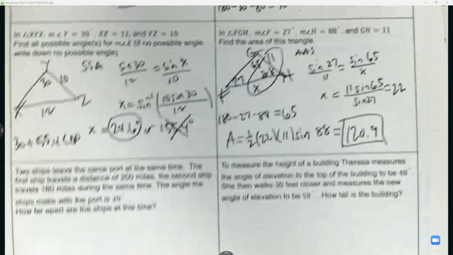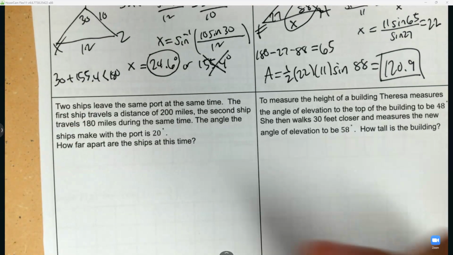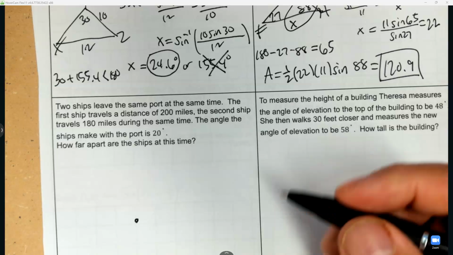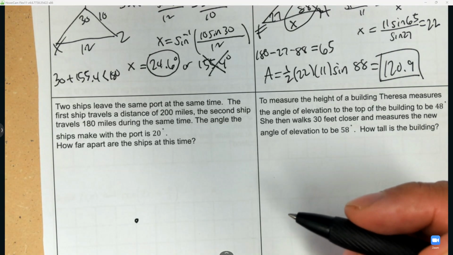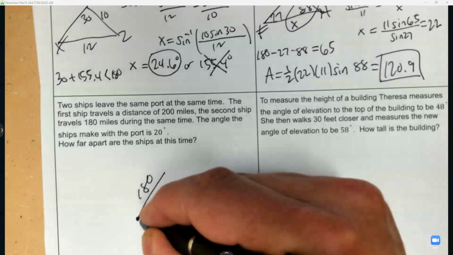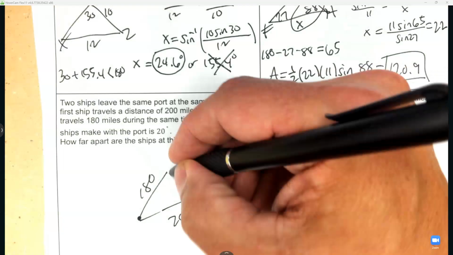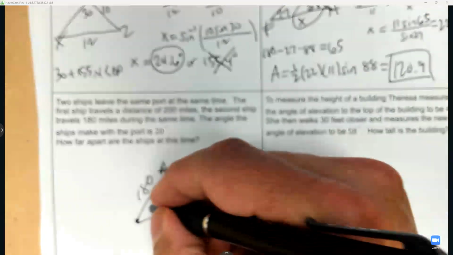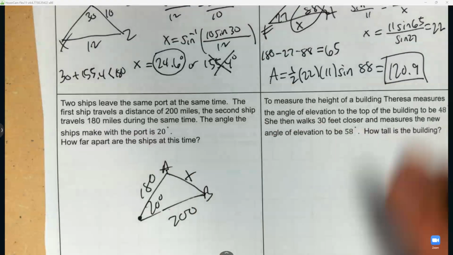All right, let's do a story. Two ships leave the same port at the same time. The first ship travels 200 miles. The second one 180. The angle the ships make with the port is 20. So we have one that's 180. We have another one that is 200. And the angle they make with the port is 20. And the question is, how far apart are the ships at this time?